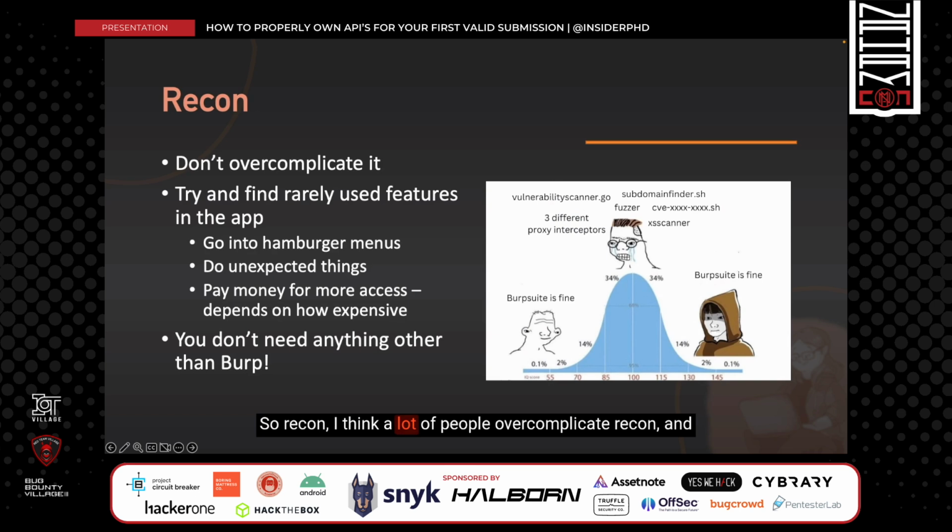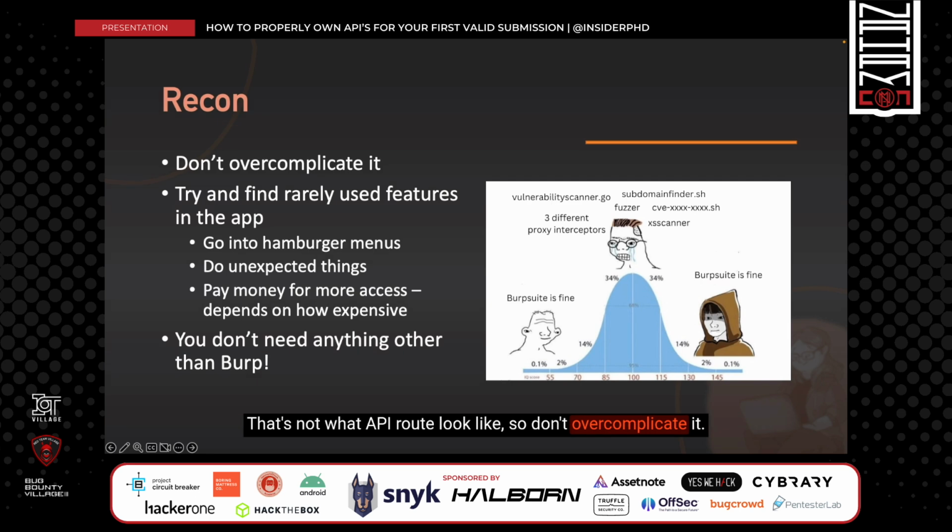So recon, I think a lot of people overcomplicate recon, and maybe this is because I'm at NahamCon, and obviously Nahamsec is quite well known for his recon, but just don't overcomplicate it. Don't try and run like 5 different tools to search for subdomains. When we're doing API hacking, we don't need to do that. One of the reasons is that APIs are really made for humans and developers. So if you end up using, say, Dirbuster, all you're going to find is a bunch of 404 errors, because that's not how APIs work. That's not what API routes look like.